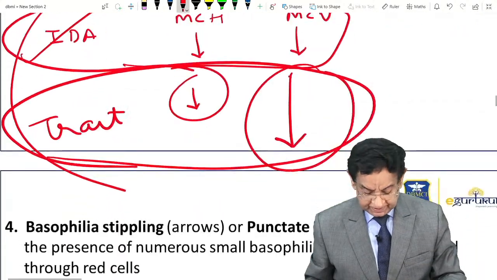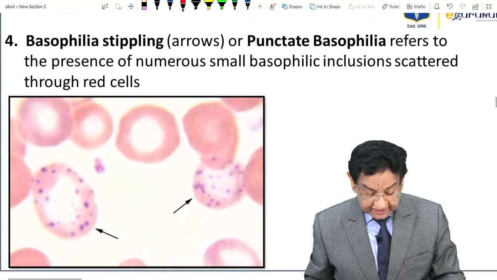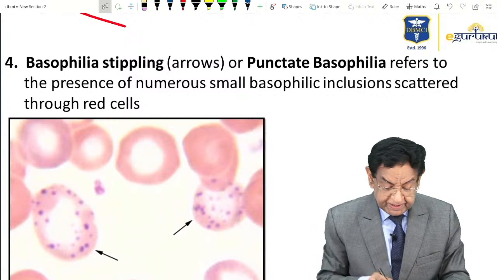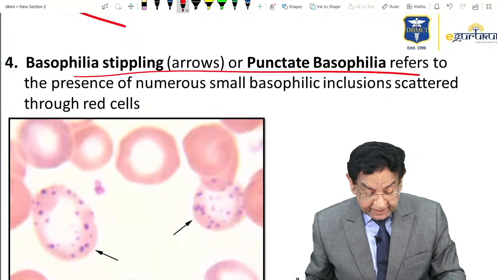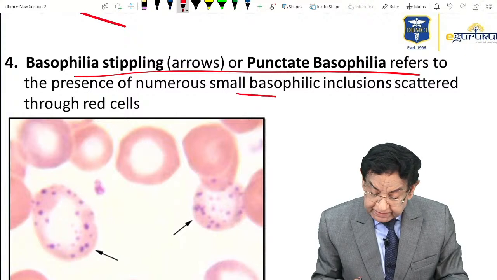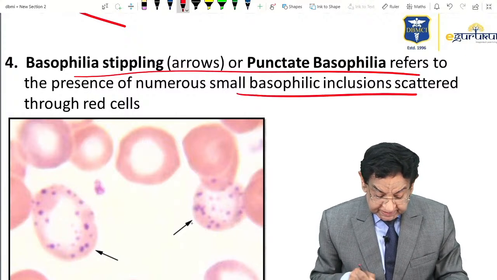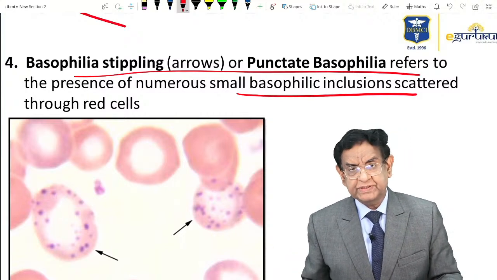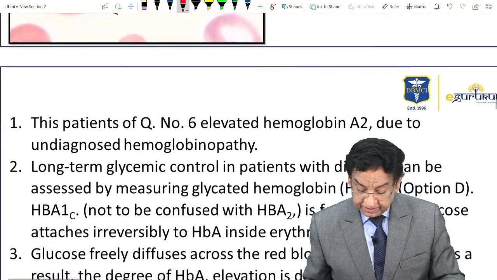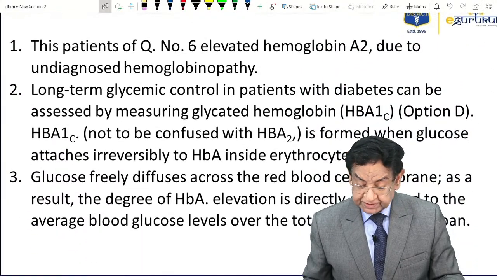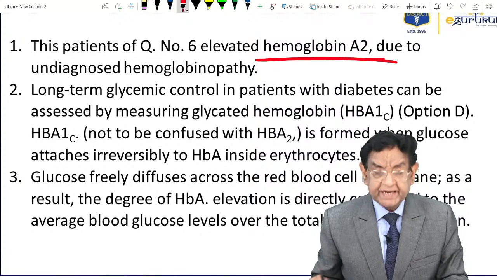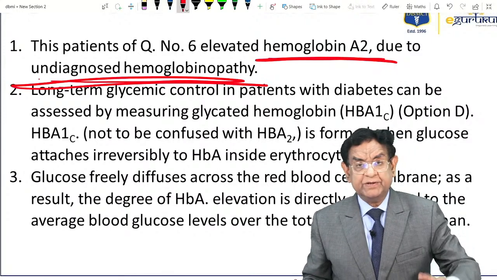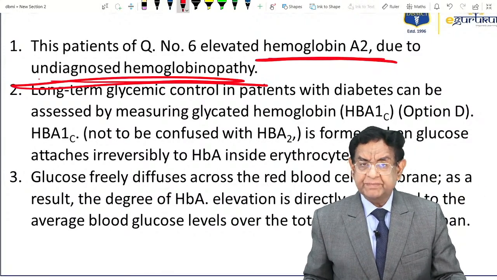In addition to that, in case of thalassemia, we get basophilic stippling or punctate basophilia. You get numerous basophilic inclusion bodies in the RBC that you can see here. That is seen when there is rapid turnover of the RBC. So now in our question, HbA2 is increased and there was undiagnosed hemoglobinopathy. I told you that trait remained undiagnosed.